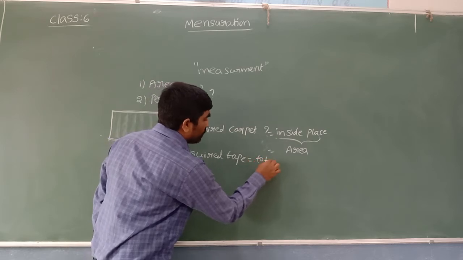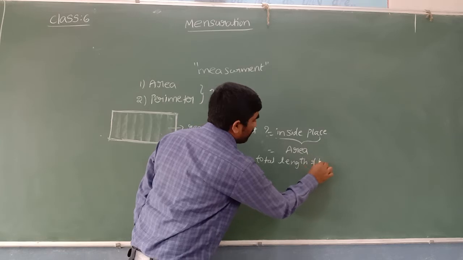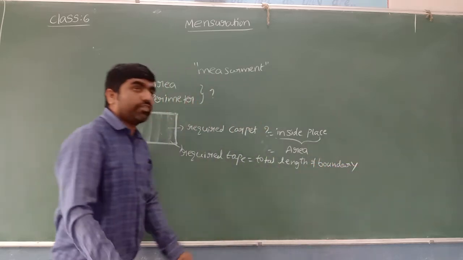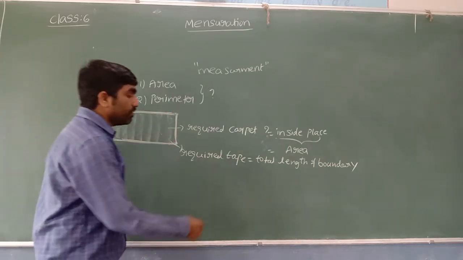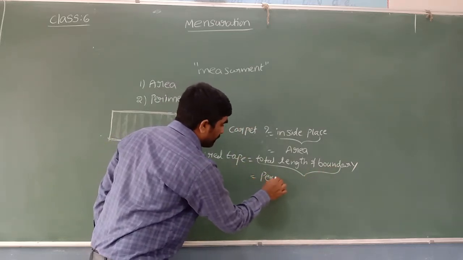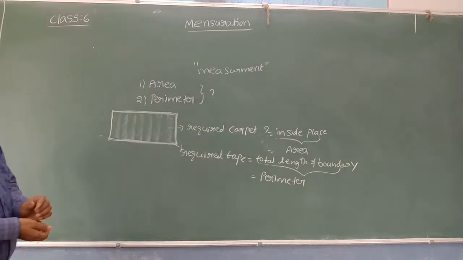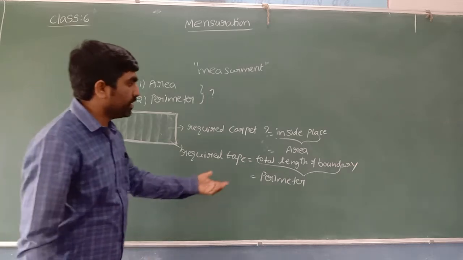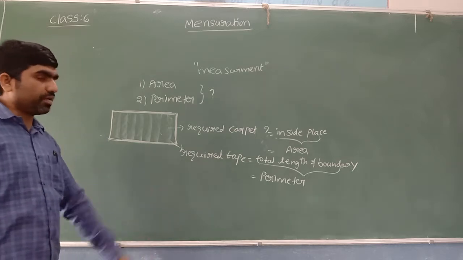We have to find the total length of the boundary. Once you know the total length of the boundary, we can bring that much tape and cover its boundaries with tape. So what do we call this total length of the boundary? Yes, the total length of the boundary is called perimeter. So these are the two major topics which we are going to learn in our 6th grade. Hope it is clear to everyone.